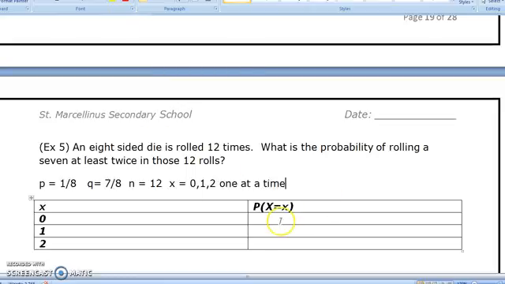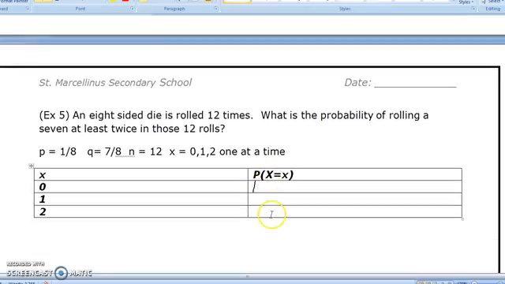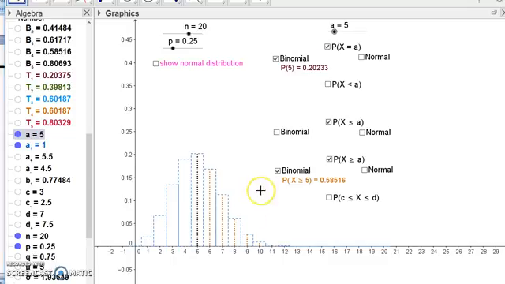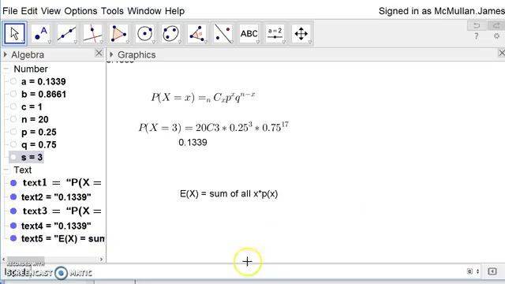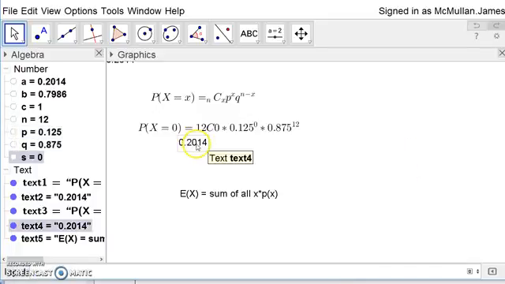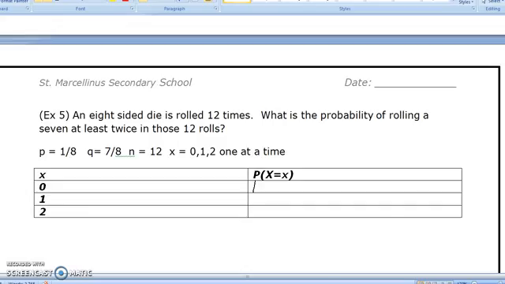Okay, so again, this is nothing new here. I mean, this is all the same thing that we've been doing. So let's go through this one and just get the numbers for it quickly so you have them in your work. So again, N is 12, P is 1 out of 8, Q is 7 out of 8, S is, let's start with 0. So for 0 successes, we get 20%, right? 12 choose 0, times 1 eighth to the 0, times 7 eighths to the 12. Right, so we get 0.2014.